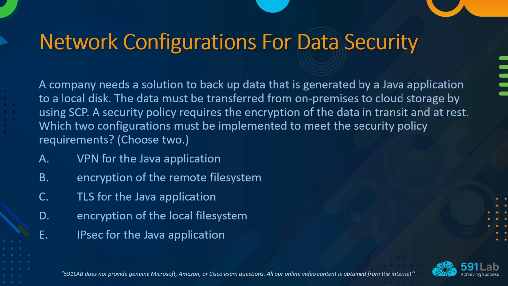First topic, network configuration for data security. A company needs a solution to back up data that is generated by the Java application to the local disk. The data must be transferred from on-premise to cloud storage by using SCP. A security policy requires the encryption of the data in transit and at rest. Which two configurations must be implemented to meet the security policy requirements?